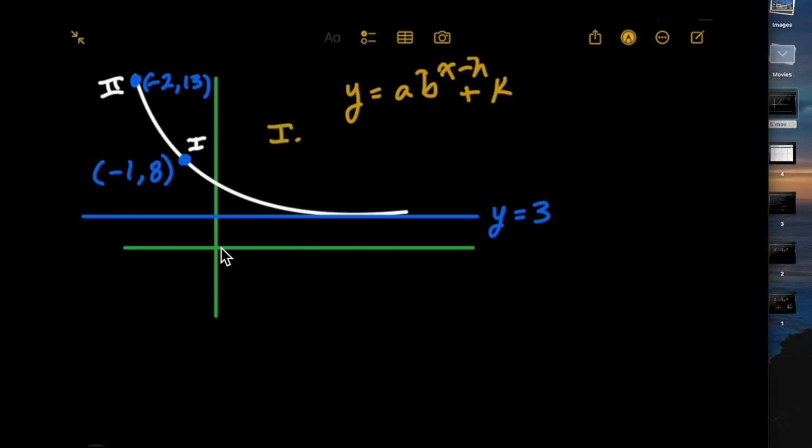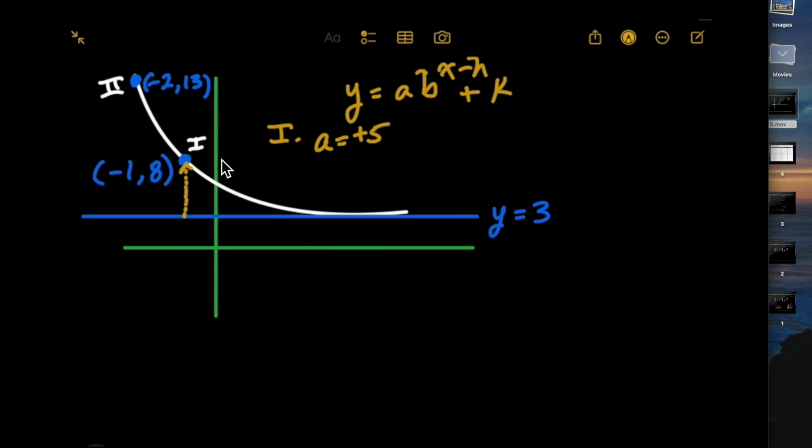At Roman numeral 1, we're first going to get our a value. We're going to get on the horizontal asymptote at y equals 3. We're going to move toward point number 1. That's a movement of positive 5. Because there's no negative in front of that a, we're going to write down exactly what we see for our a value. So our movement for a goes from 3 to 8. That's plus 5. That's our a value, positive 5.